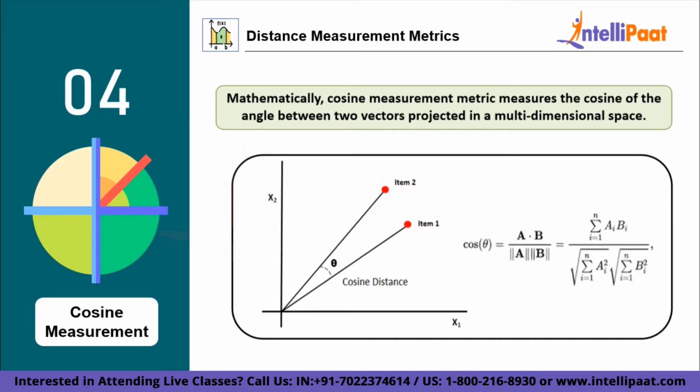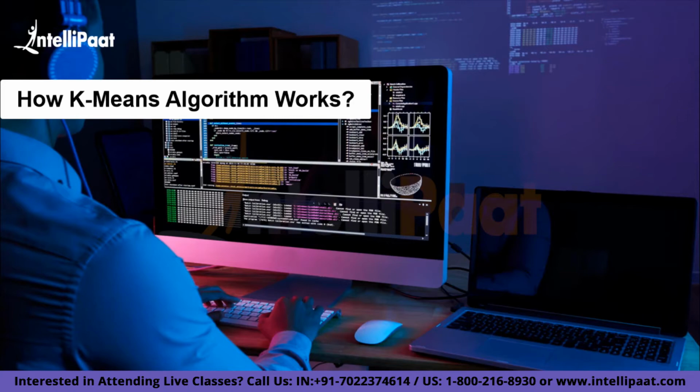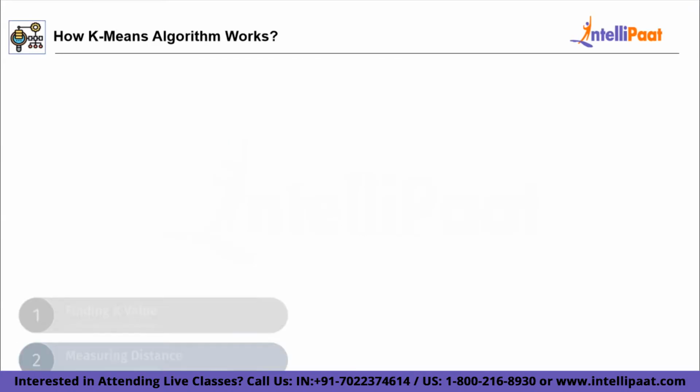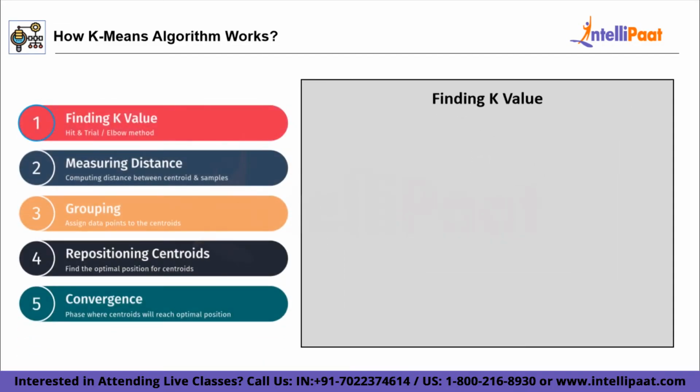Now moving forward, let me tell you how the k-means algorithm literally works. The k-means algorithm's purpose is to detect clusters in the provided input data, and here are the steps involved in it. The first step is finding the k value, then we have measuring distance, then grouping, then repositioning centroids, and finally the convergence. Basically, the algorithmic procedure begins with finding the optimal value of k.